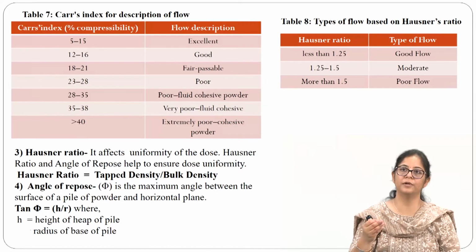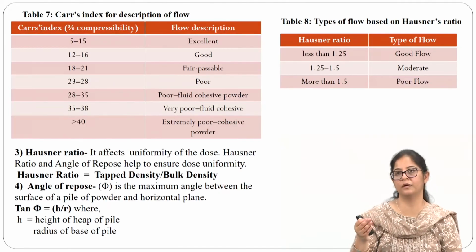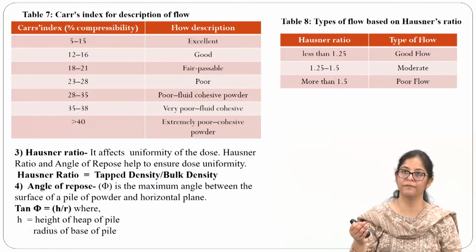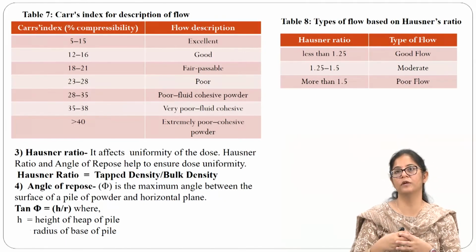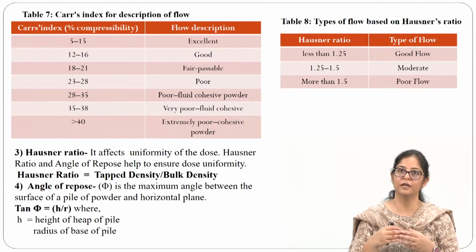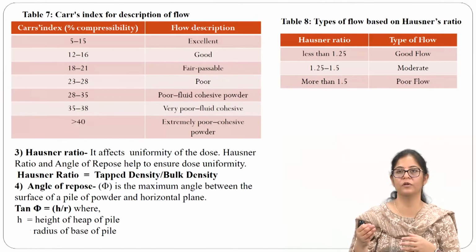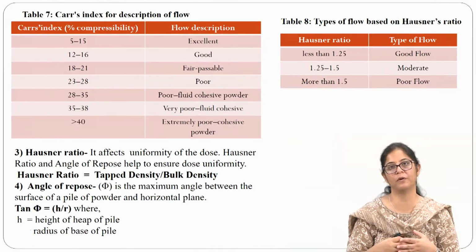Then 23 to 28 poor, 28 to 35 poor fluid, that is it has a cohesive powder. Cohesive means the powders are very sticky or have good interparticle bonding. 35 to 38 very poor, the fluid is still cohesive, and more than 40 extremely poor and cohesive powder.